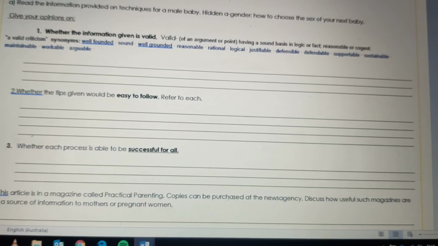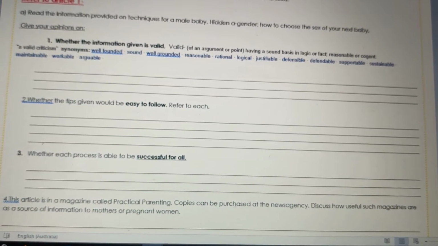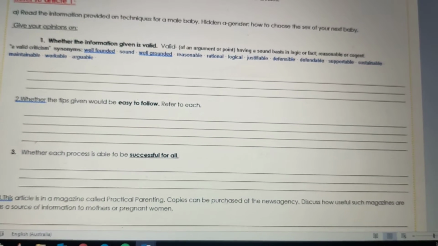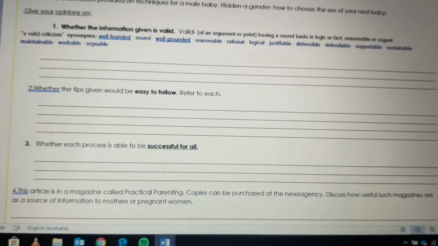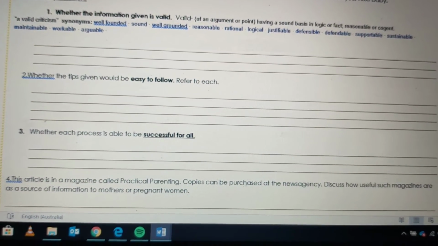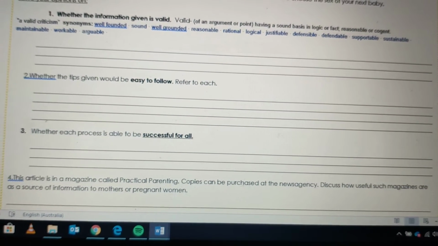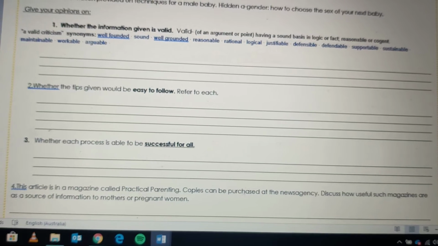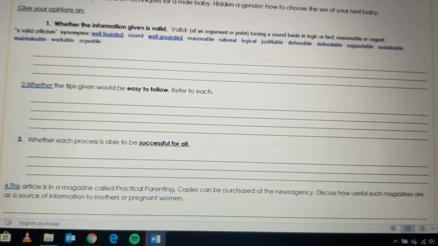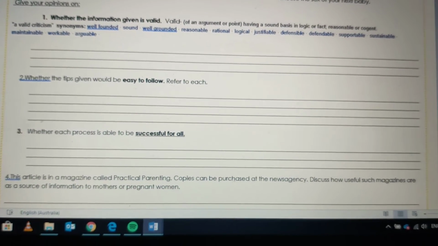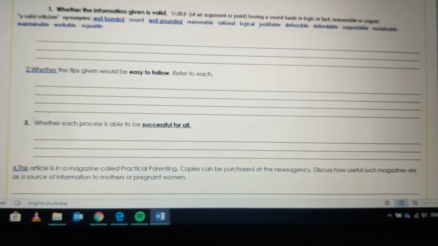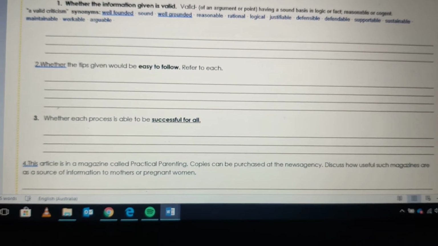Second one, look at each of the tips and just make a comment about whether most people could actually follow those tips. Number 3, whether each process is able to be successful for all. So would any of those actually be successful? What you need to consider there is the percentage of males and female babies that are born anyway. Would it make any difference to it?